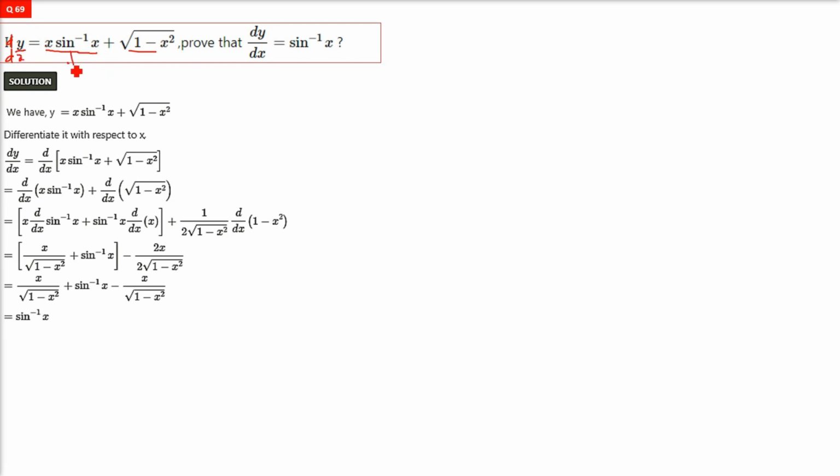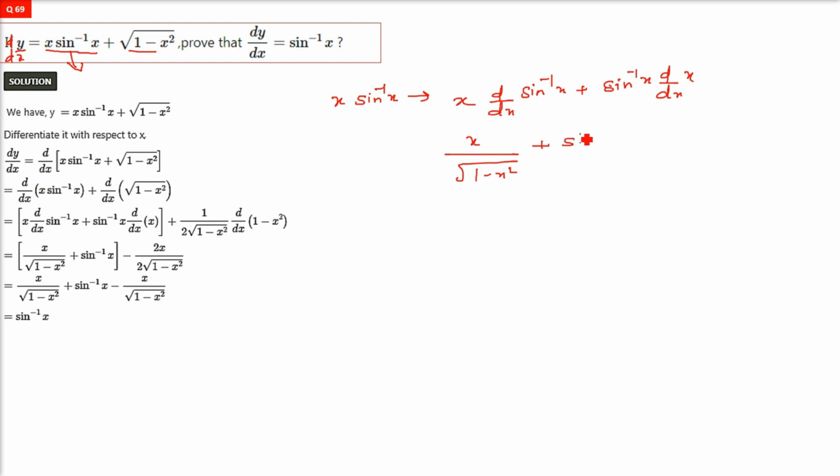So when we perform dy by dx, the first one is x sine inverse x. So we will be performing the product rule on x sine inverse x. So first x, then d by dx of sine inverse x, followed by an addition, then sine inverse x, and d by dx of x. Now this is x, and the differentiation of sine inverse x is 1 by under root 1 minus x square. Then we have a plus sign, sine inverse x, and d by dx of x is 1. Differentiation of x is 1.